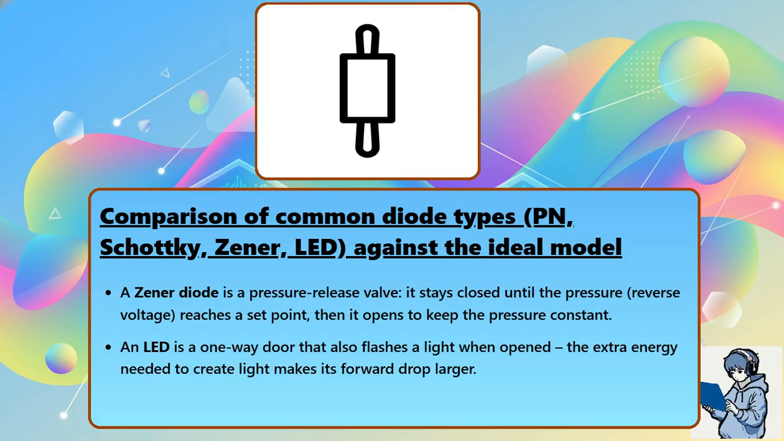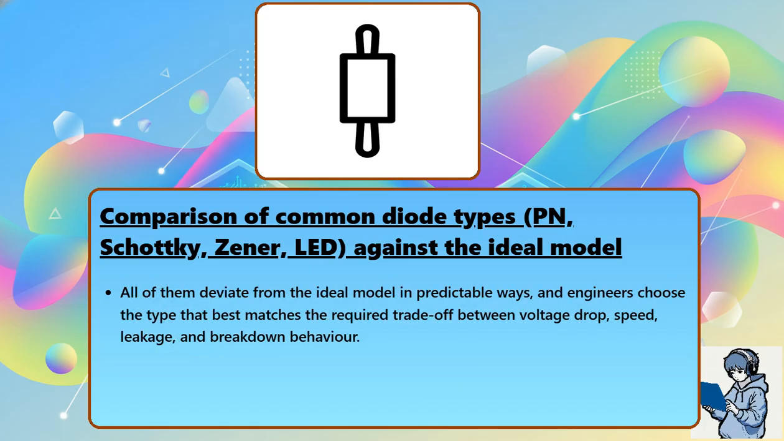An LED is a one-way door that also flashes a light when open. The extra energy needed to create light makes its forward drop larger. All of them deviate from the ideal model in predictable ways, and engineers choose the type that best matches the required trade-off between voltage drop, speed, leakage, and breakdown behavior.